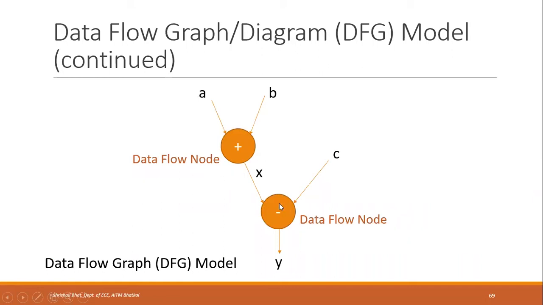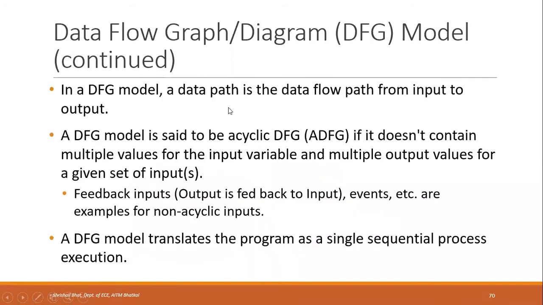So this kind of graph, where outputs are not given back to the inputs, is called an acyclic data flow graph. It doesn't contain multiple values for an input variable and multiple output values for a given set of inputs. So if at all there is feedback in the path, that becomes a non-acyclic input.